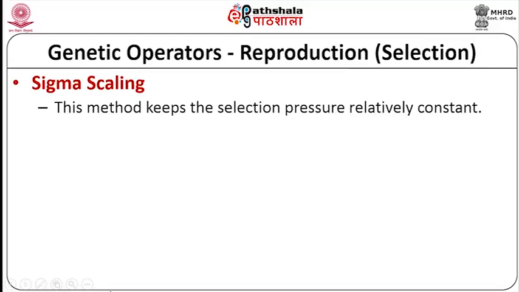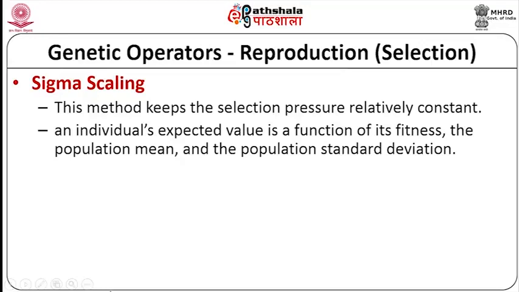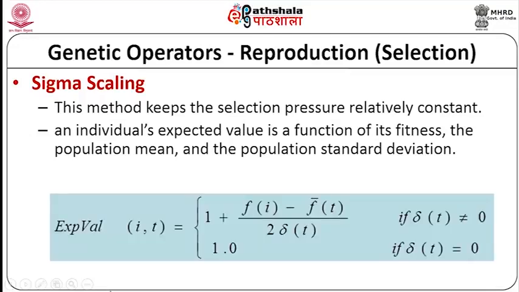So, this is called sigma scaling. We will come to the example also, but first we will just talk about another selection method, which is called sigma scaling. This method keeps the selection pressure relatively constant. An individual's expected value is a function of its fitness, the population mean and the population standard deviation, and depending on that it is selected. So, expected value will be 1 plus the fitness of the individual minus the population mean, divided by twice the standard deviation, if the standard deviation is not equal to 0. This is the way it is done for sigma scaling.